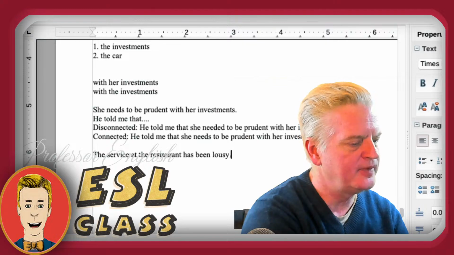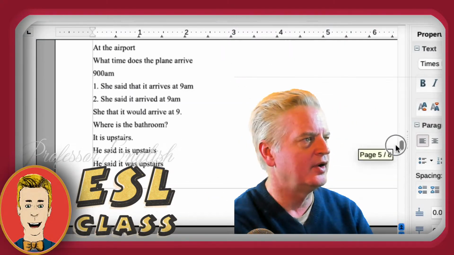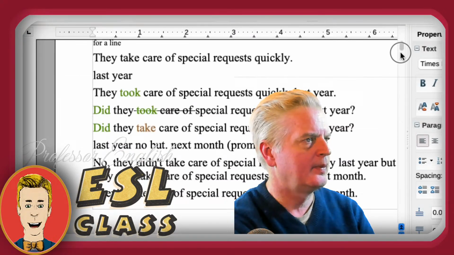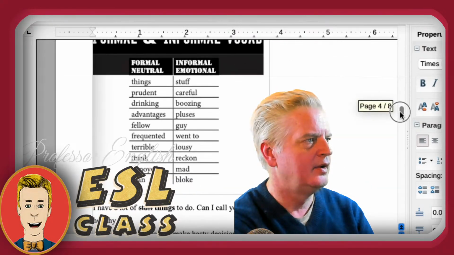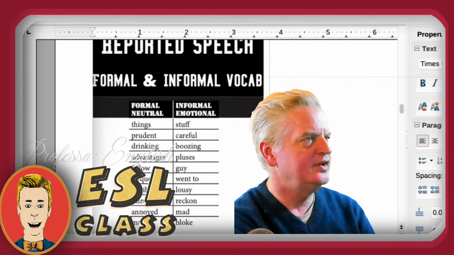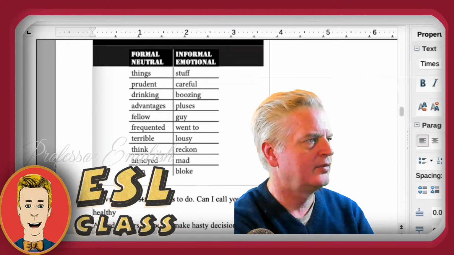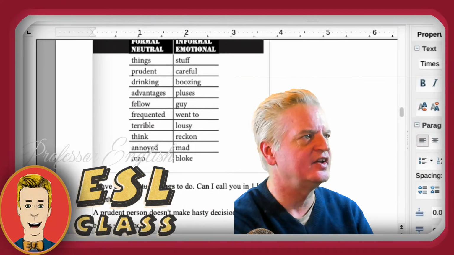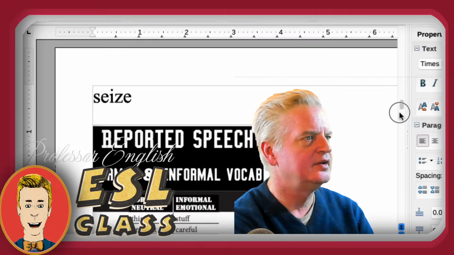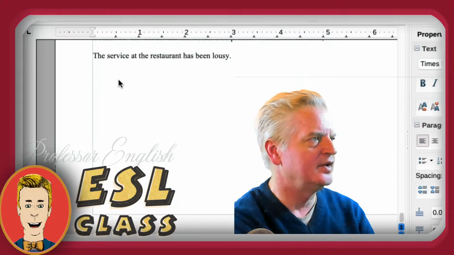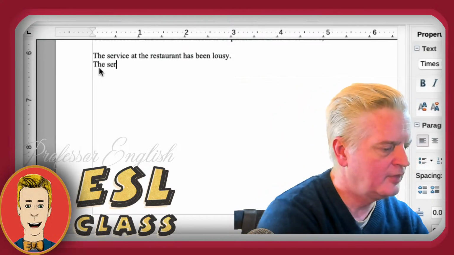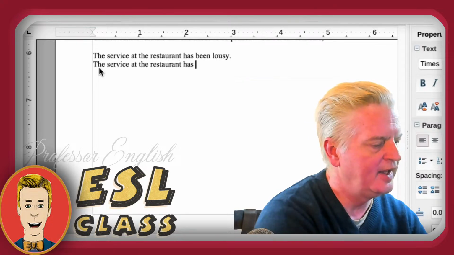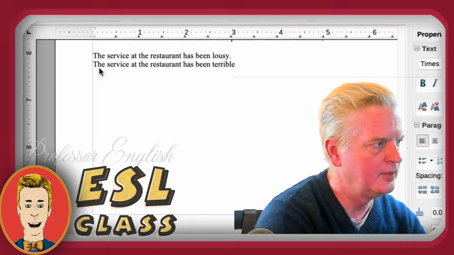Okay. Now, do you remember that word lousy? Or maybe you weren't here when we were talking about it. Let's go back to our vocabulary chart. Where is it? There it is. So what is a synonym for lousy? Terrible. So let's change the sentence. The service at the restaurant has been terrible.